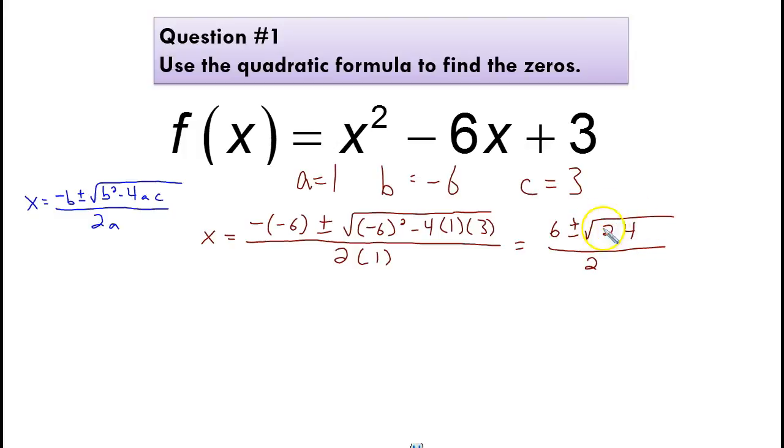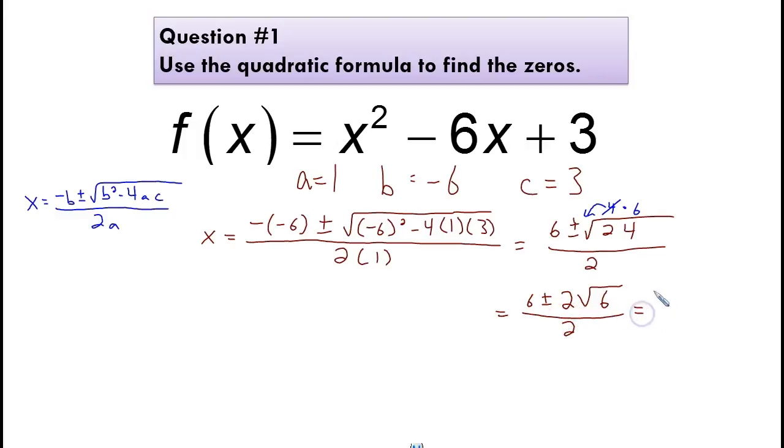So is there a perfect square that goes into 24? Well, 24 is divisible by 4. 4 goes into it 6 times. 4 times 6 is 24. 4 is a perfect square, so I can take the square root of 4 and move that square root out to the front of the quadratic. So I'm going to have 6 plus or minus, and the square root of 4 is 2, and that 6 is going to be left underneath the radical because it's not a perfect square and no perfect square goes into it, and all of this is divisible by 2.